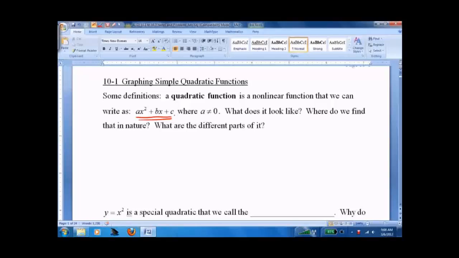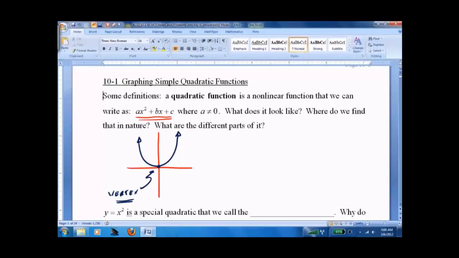What does it look like? Well, a typical quadratic is a parabola. It'll look something like that. And the point right at the bottom is called the vertex. We need to know that when we graph it.